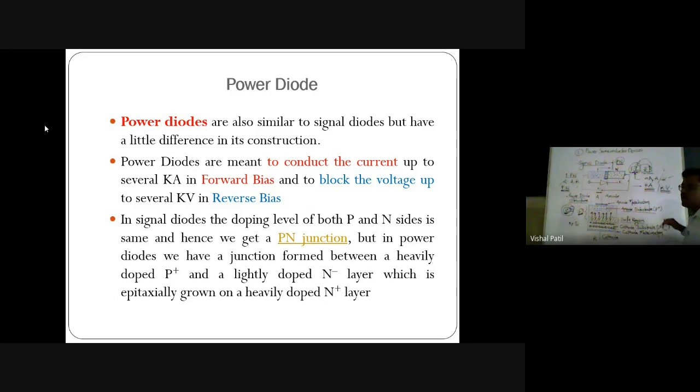So the meaning of N with plus on its head: N plus doesn't mean N positive. N plus means that the N type semiconducting material is heavily doped, and when it is N minus, then we say that the N type semiconducting material is lightly doped. So in power diode, a junction is formed between heavily doped P plus and lightly doped N minus layer, which is epitaxially grown on a heavily doped N plus layer.